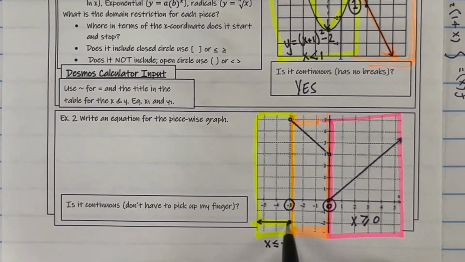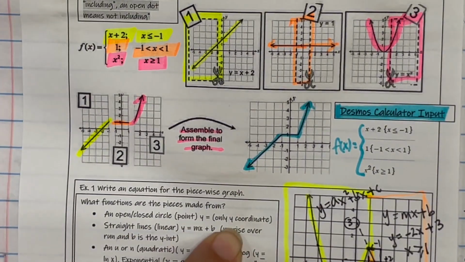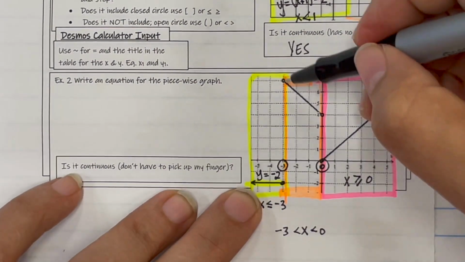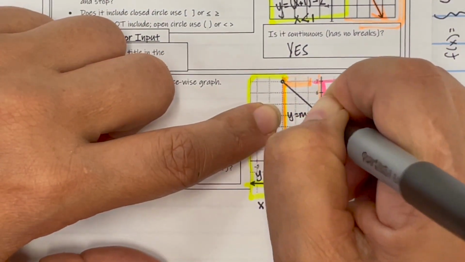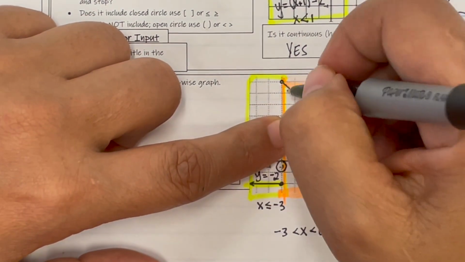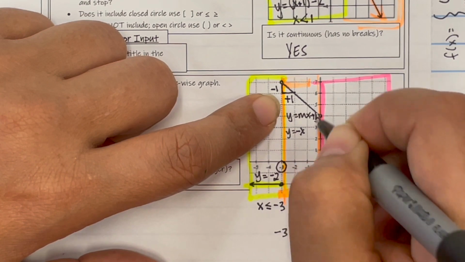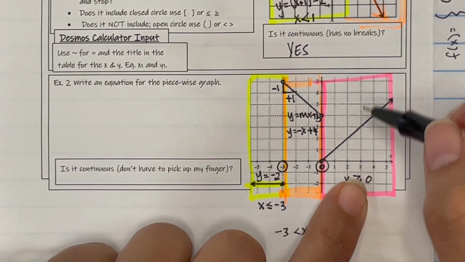So remember, when you have a horizontal line, it's going to be y equals. If you have a vertical line, it's going to be x equals. So this is y equals -2. All right, this is a slanted line, which means it has a slope. This is y equals mx plus b. So what is the slope? I'm going to go down 1, right 1. So that's -1 over +1, which is -x, and it crosses at +4.